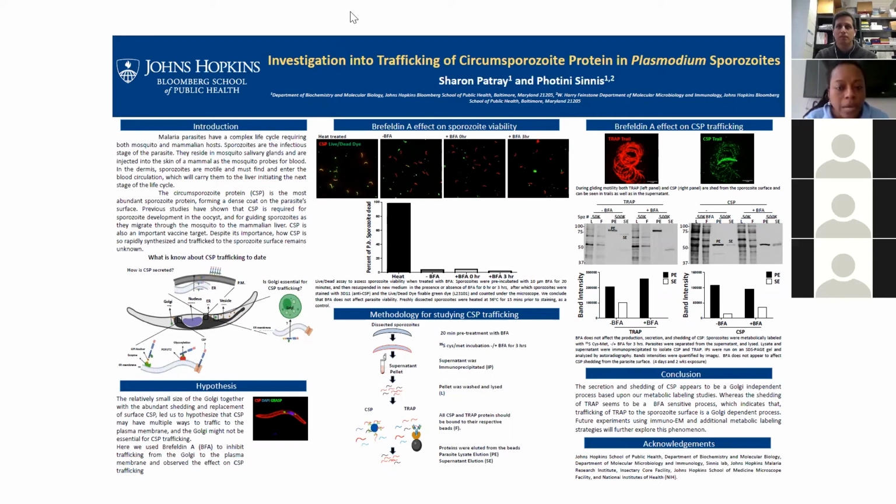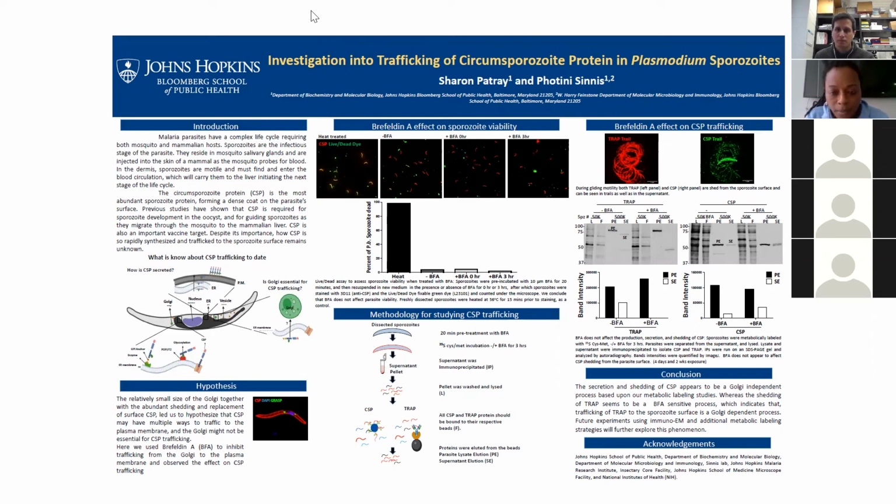If I draw your attention to the image at the top of the right-hand panel, you will see that TRAP is also a protein that is shed in this stage of the parasite, and a little more is known about TRAP trafficking. It's known that it goes through the micronemes, and therefore we could also predict that if it goes to the micronemes, it most likely goes through the Golgi. So we used TRAP as our positive control in this experiment.